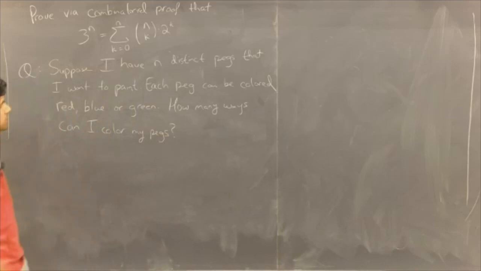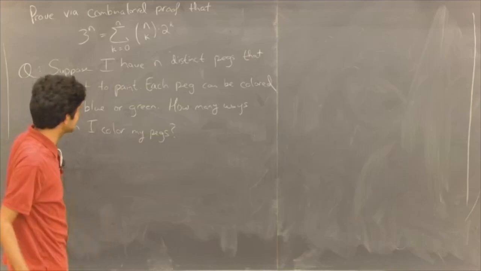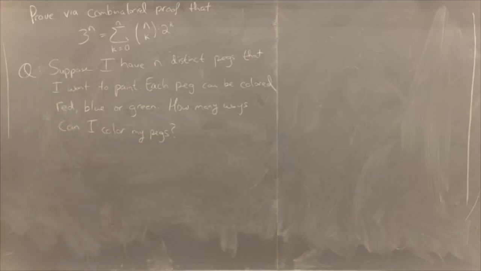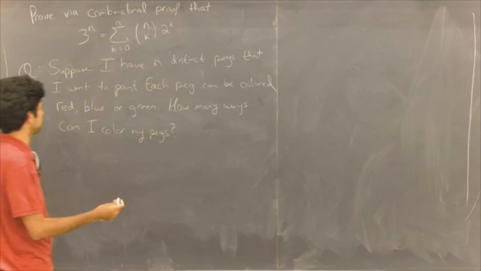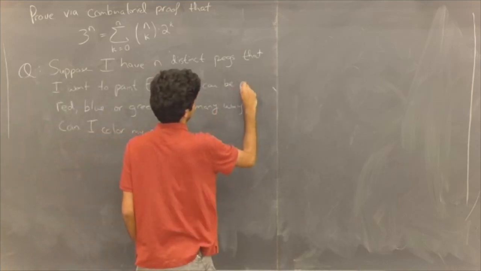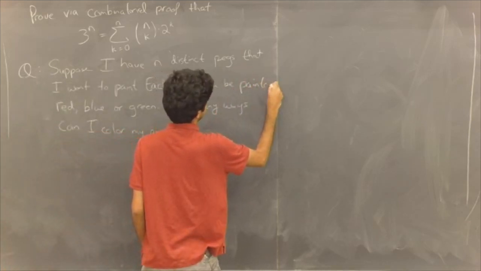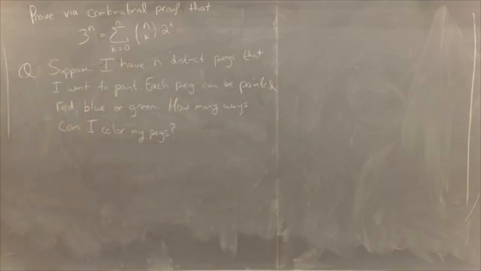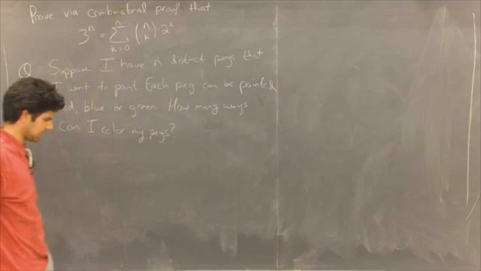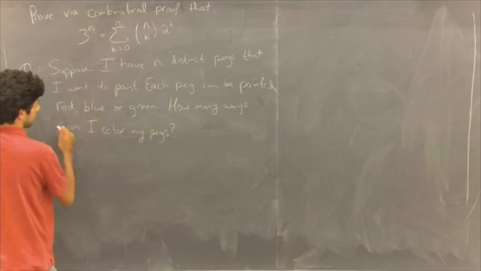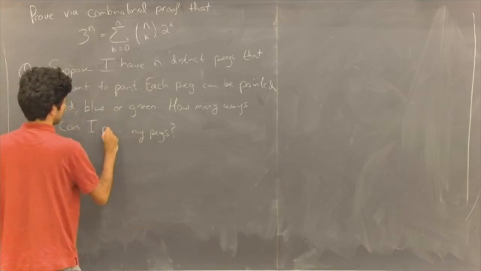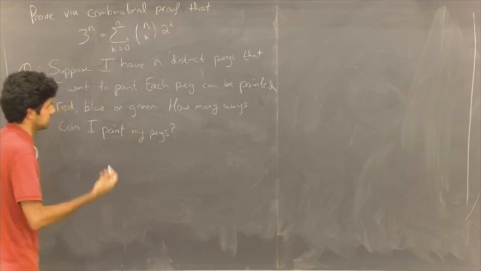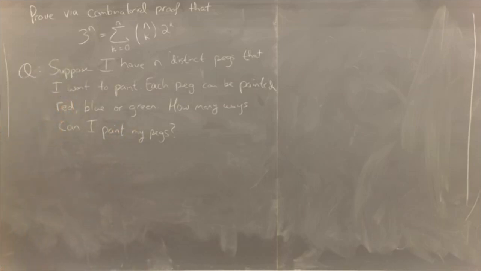So here's an example of a question that I came up with. Suppose I have n distinct pegs that I want to paint. Each peg can be painted red, blue, or green. How many ways can I color my pegs? And you might be thinking, why would you be painting your pegs? Well, that's just something I happen to do every single Saturday evening, so don't question it. So here's my question. So that's step one.